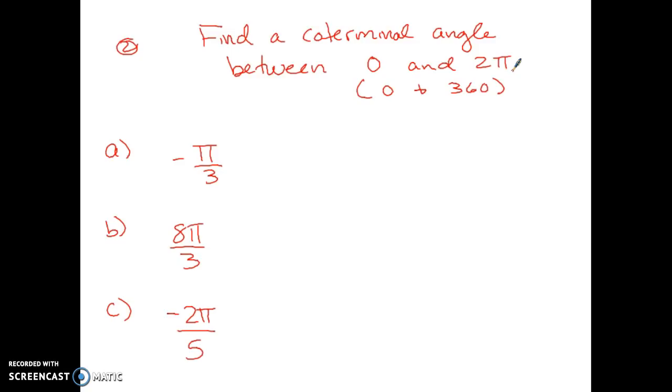So I'm going to do it with adding fractions. Okay, so if this is negative, I need to add 2 pi.